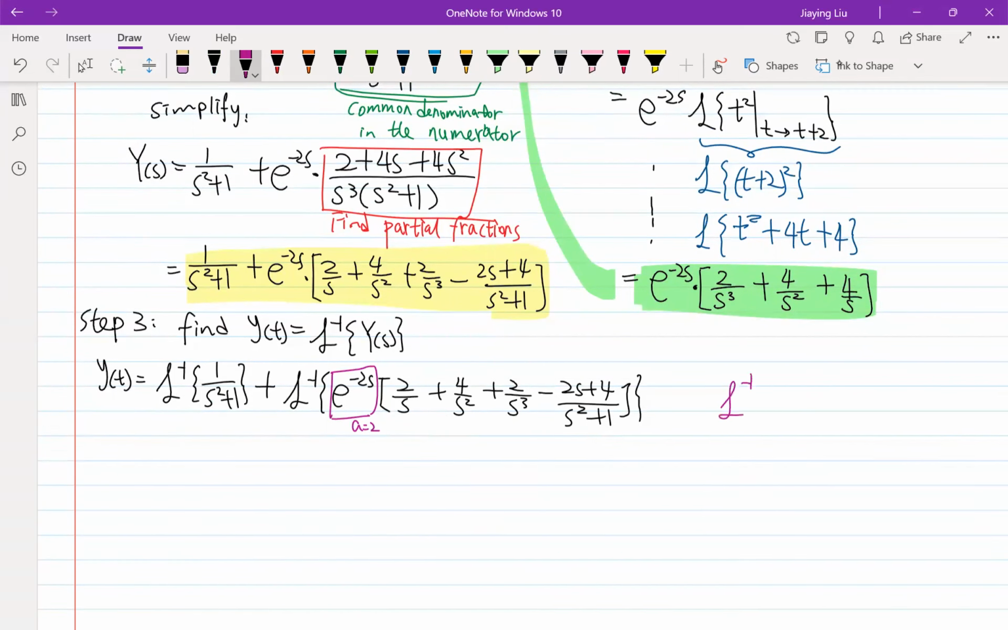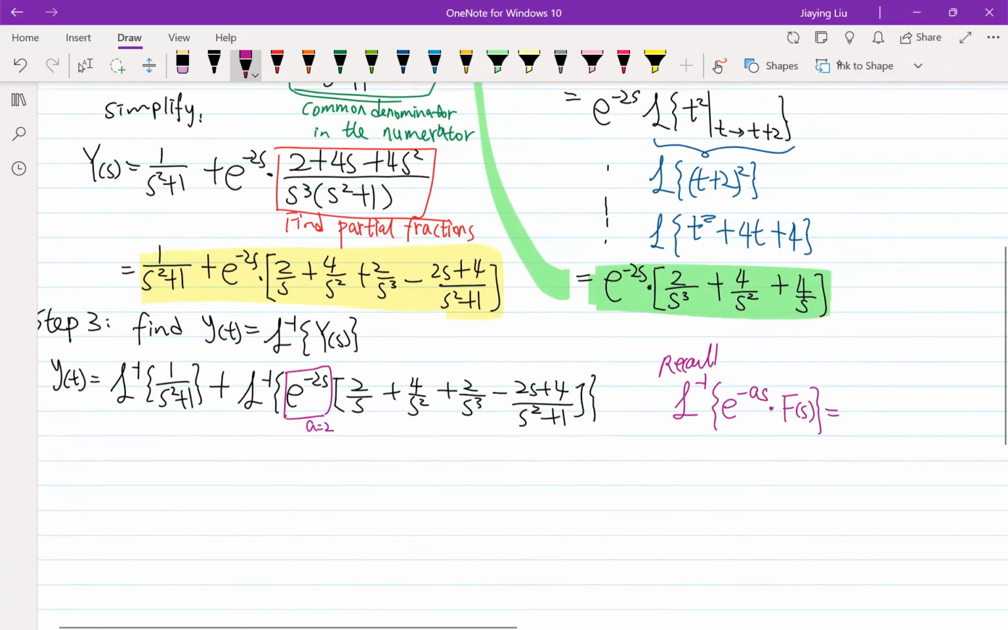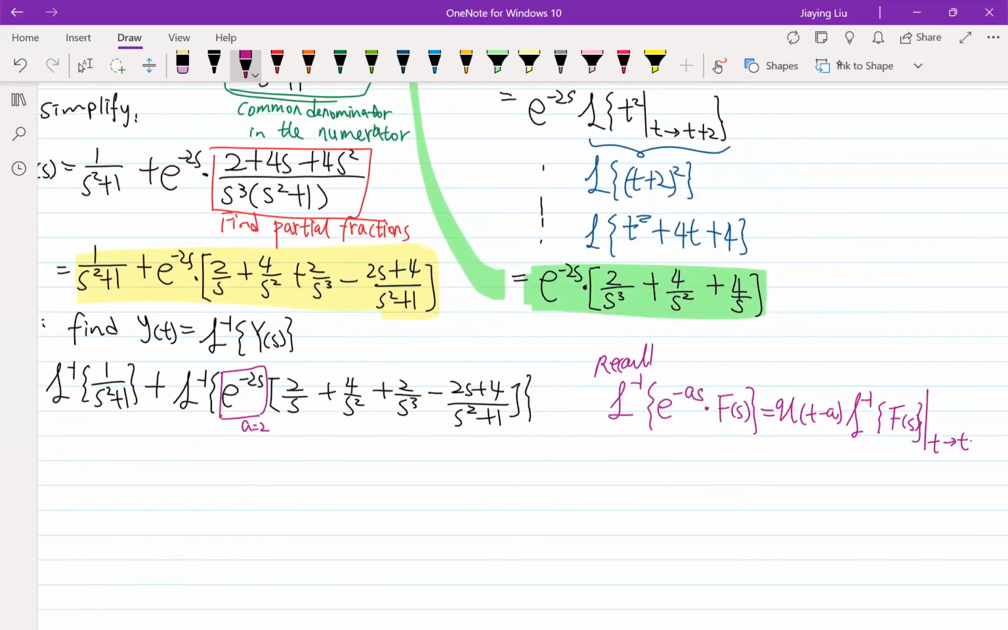which says, if you have the inverse Laplace transform of, so recall, e to the negative as times some expression in s, the e to the negative as will become a u function, u of t minus a, and then we just find the inverse Laplace of the remaining F of s, but there's an extra string attached to it. So at the end, we need to replace t with t minus a. That's the very end. So we're going to use that rule for the second part.